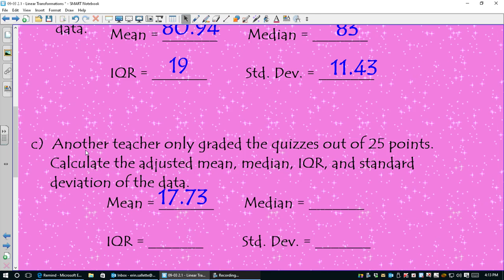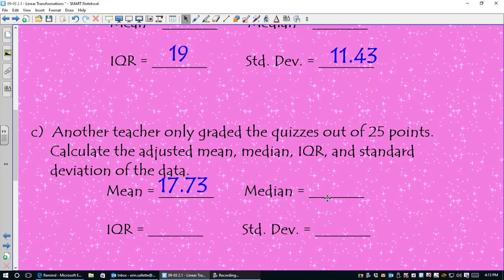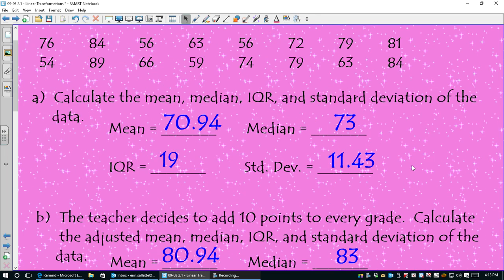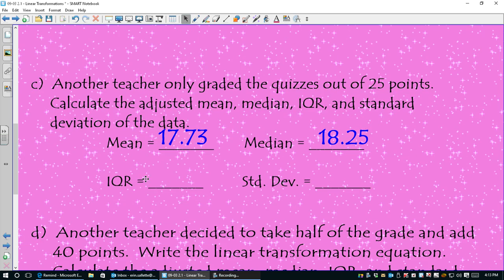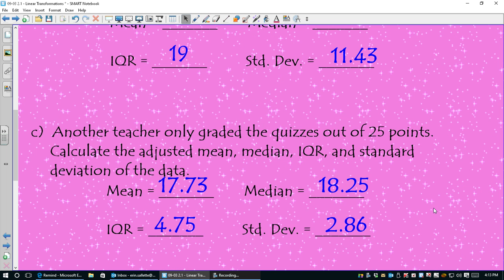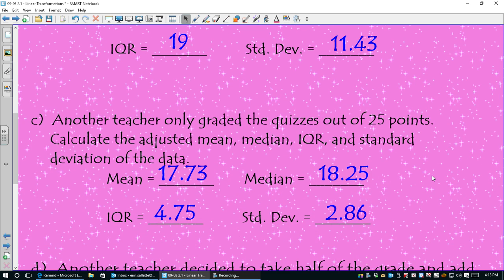Okay, 17.73, that is a quarter of that. 18.25 would be a quarter of 73. 4.75 is a quarter of 19. And 2.86 is a quarter of 11.43. So just as predicted, that transformation occurred.